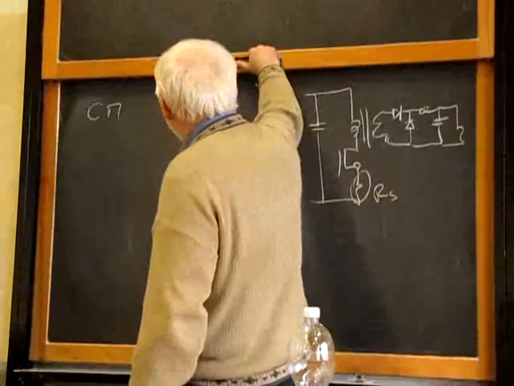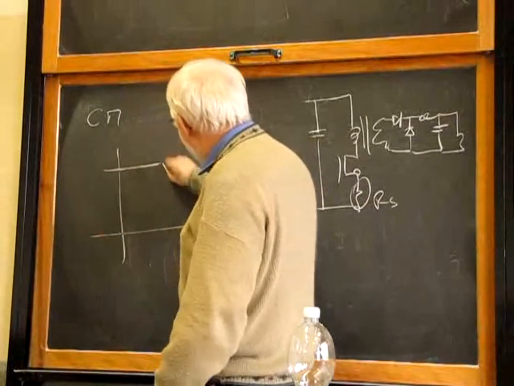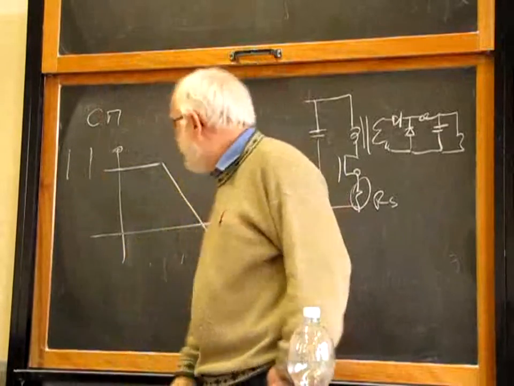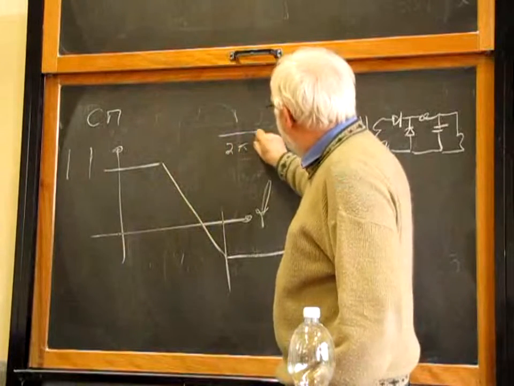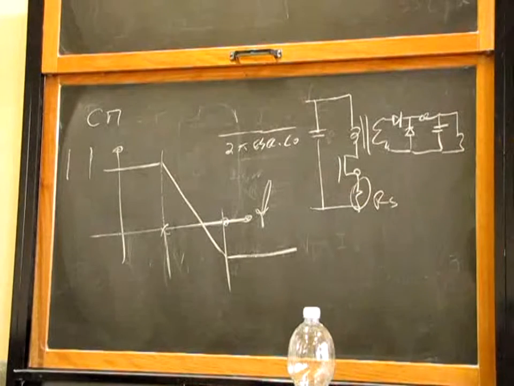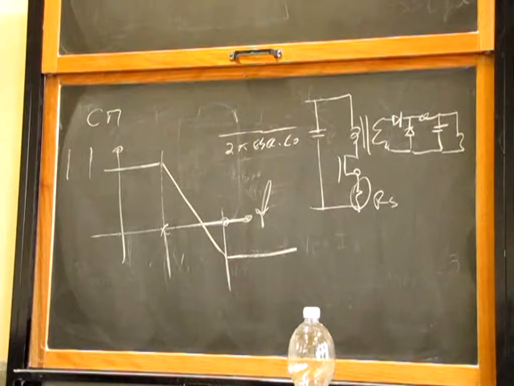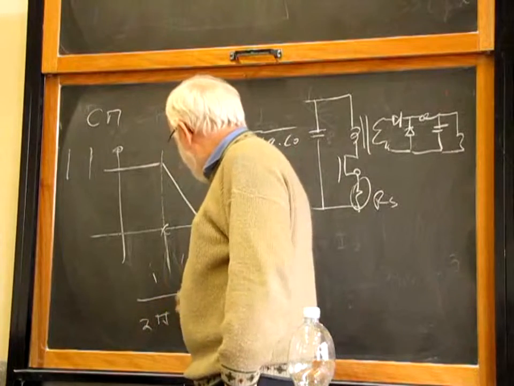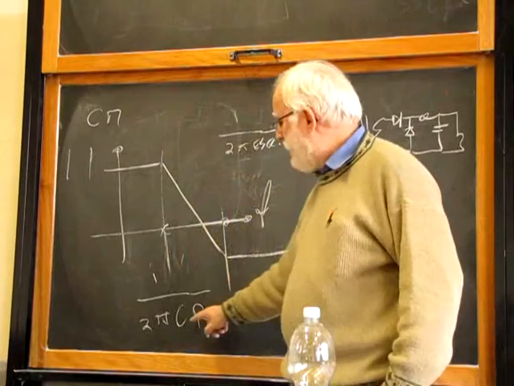Current mode, the gain is something like this. We have a zero at this frequency, this is the magnitude of the control function, 1 over 2 pi ESR times C naught. What is the frequency for a buck converter? It is 1 over 2 pi C R, with the load resistance R load and C naught.